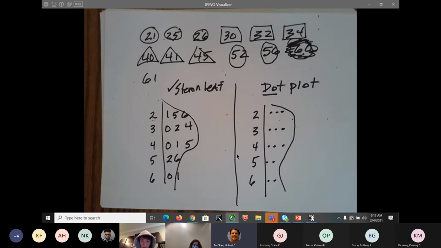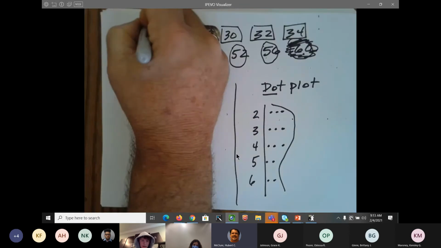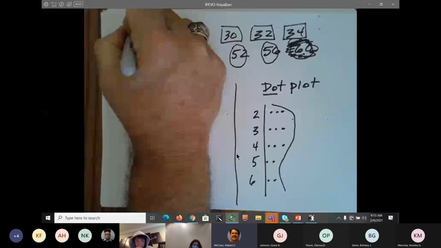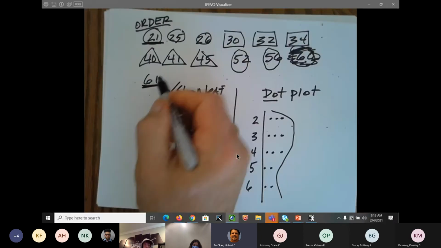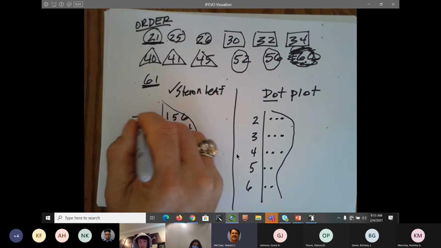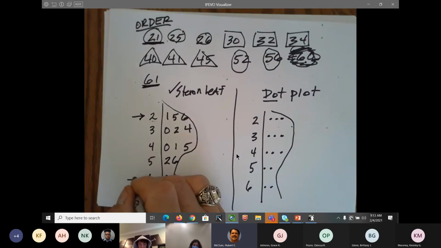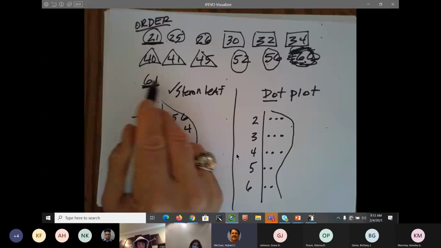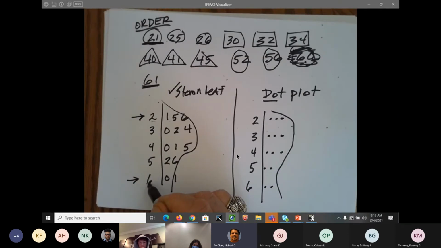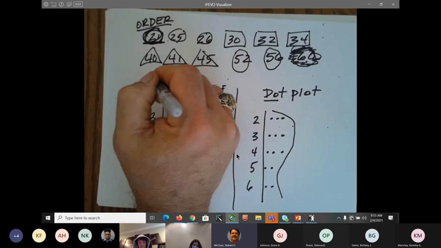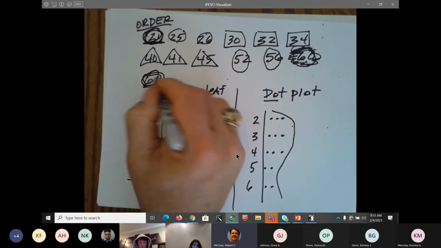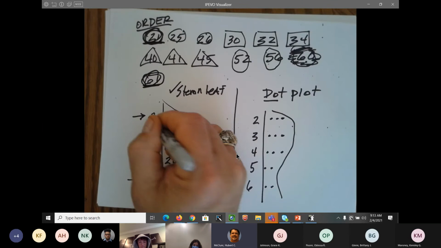Once you put your data in order, it's real easy to see the lowest number and the highest number, and that dictates those two numbers right there. You can't have 61 shown if you don't have a 6. If you didn't have that 6, you couldn't show 60 and 61. So whatever the lowest number and the highest number is, that's what dictates that 2 and that 6.